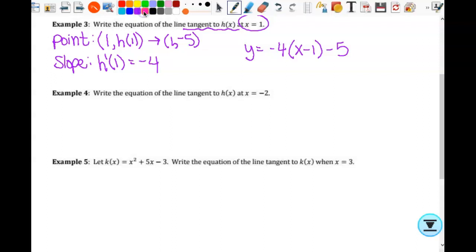Okay, so write the equation of the line tangent to h of x at x equals -2. So again, we write point and slope. And then you do the rest. Get your notation all in there correctly. Figure out your values, write your equation. When you're done, compare with your neighbors, see if you agree. Ask me questions if you have them.